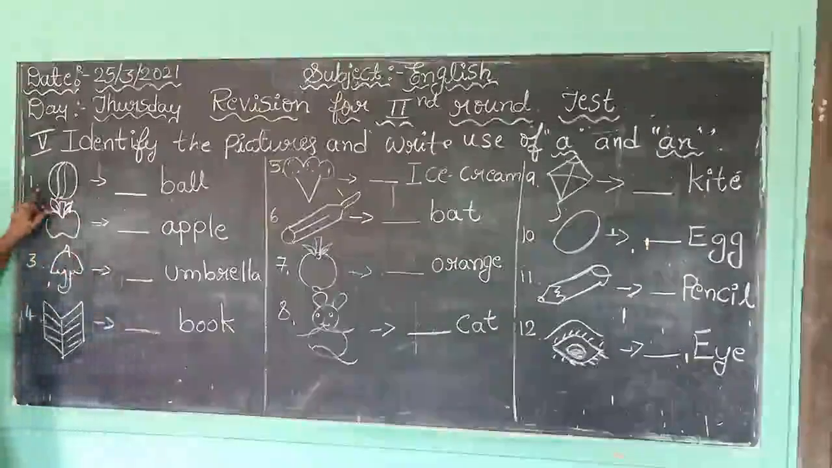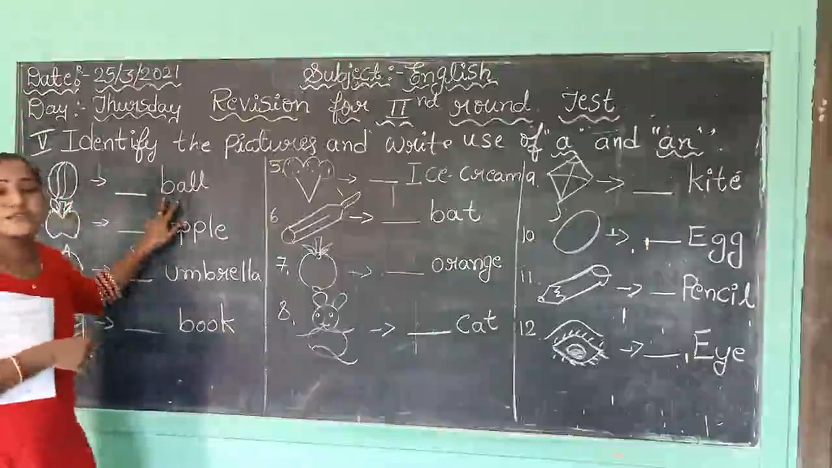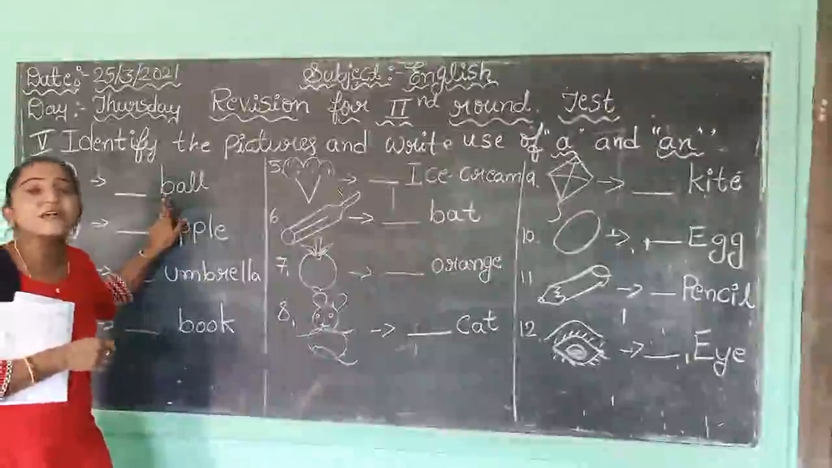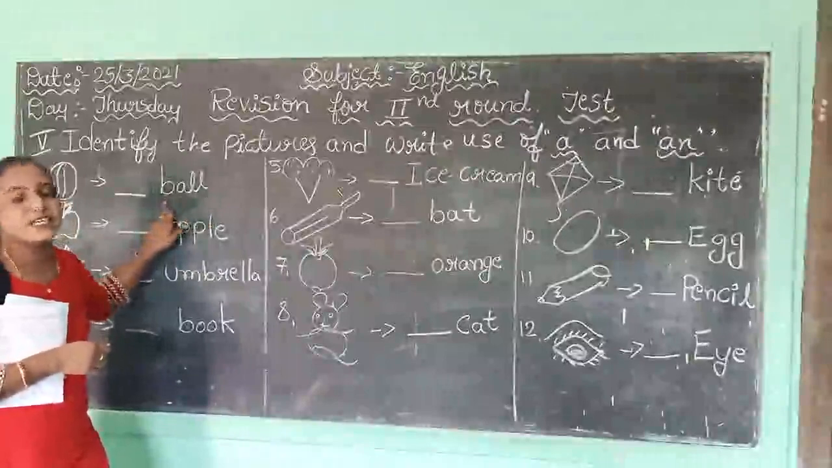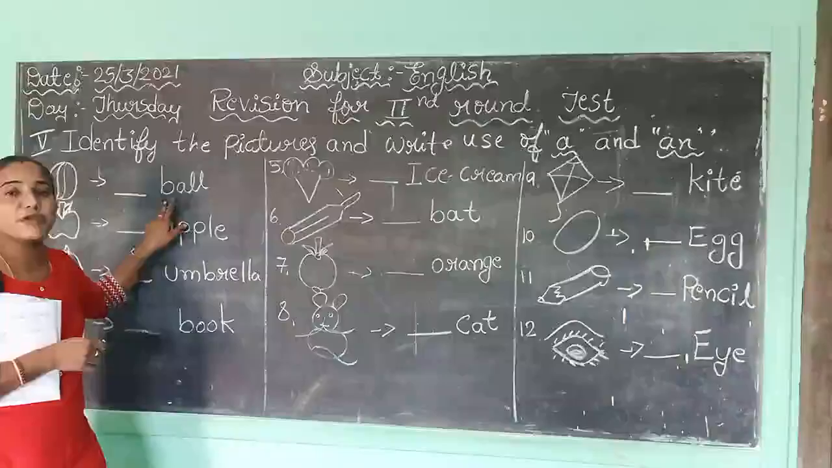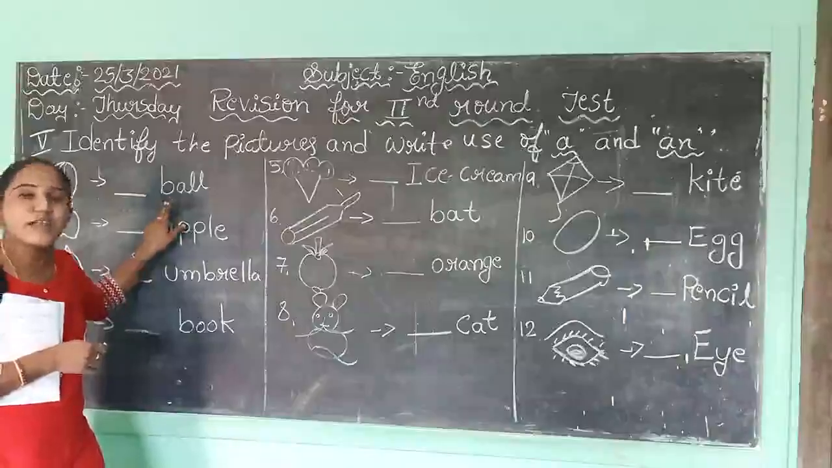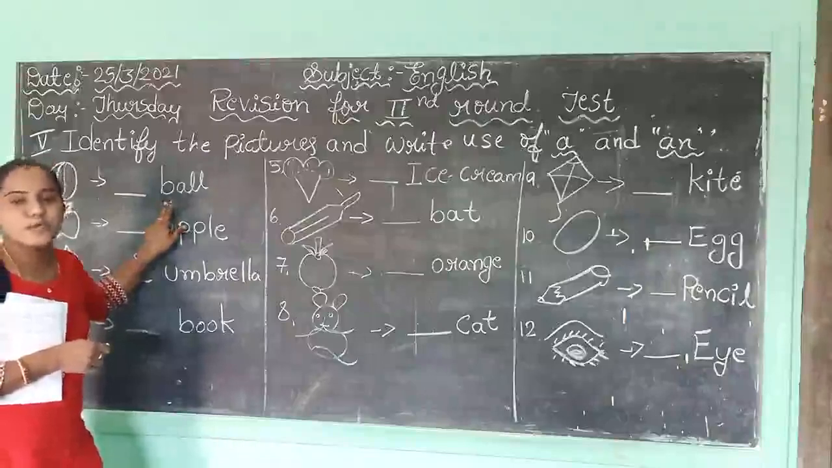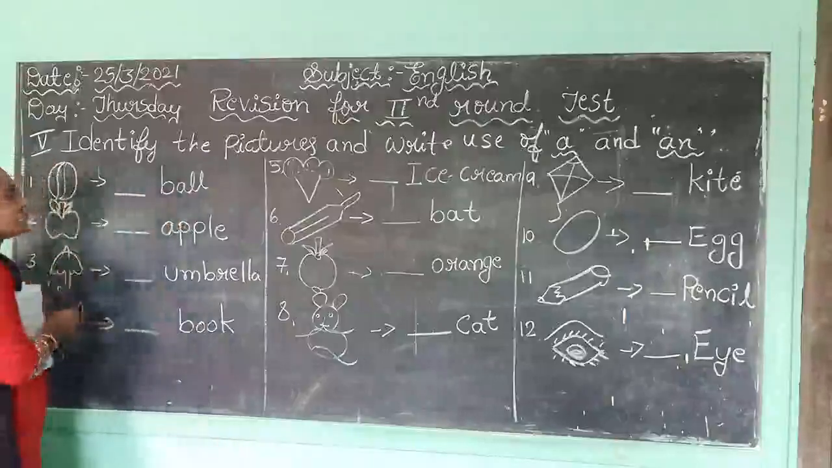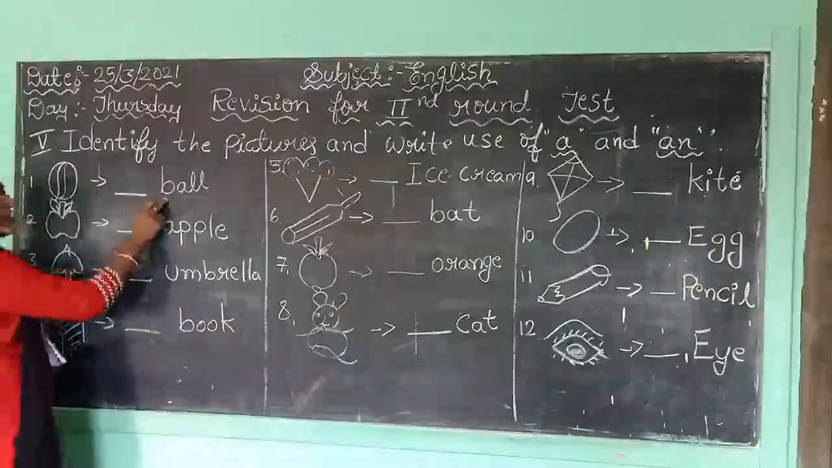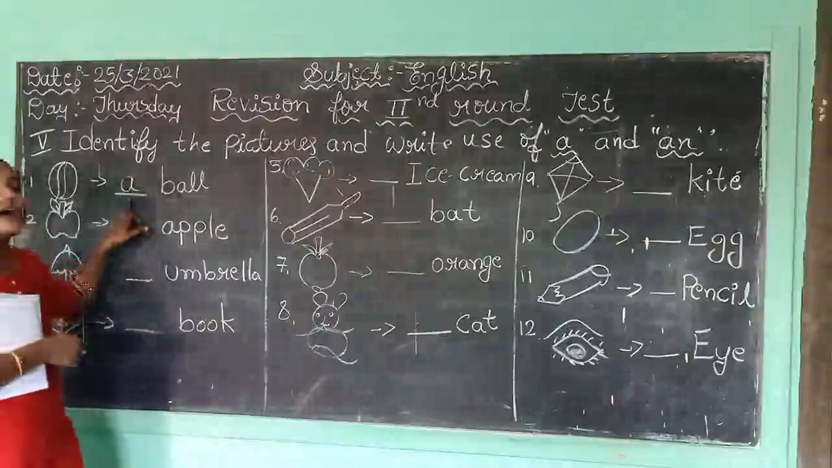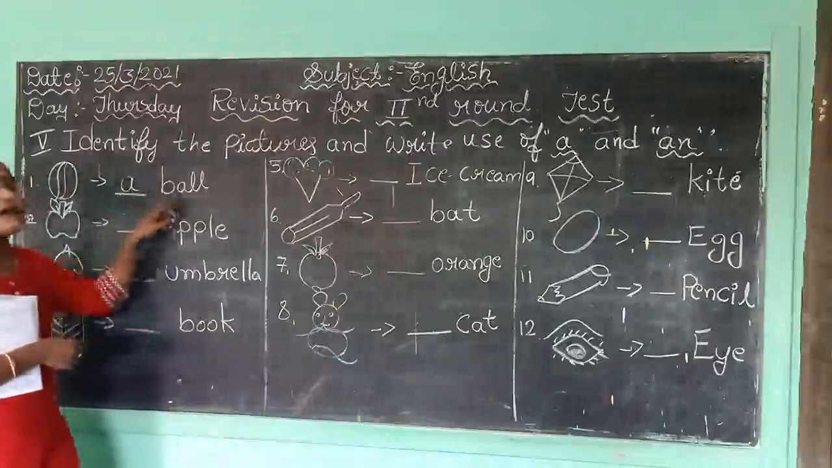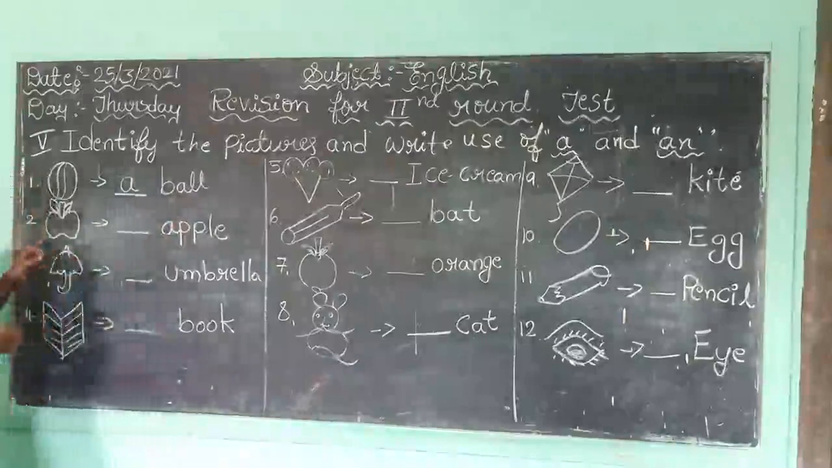What is this, children? This is a ball. The word ball has the beginning letter B. B-A-L-L, ball. B is a consonant letter. So which article do we use before ball, a or an? A, because B is a consonant letter. So we use a before ball. Now we pronounce it: a ball. Okay, children? A ball. Next, let's go to the second one.